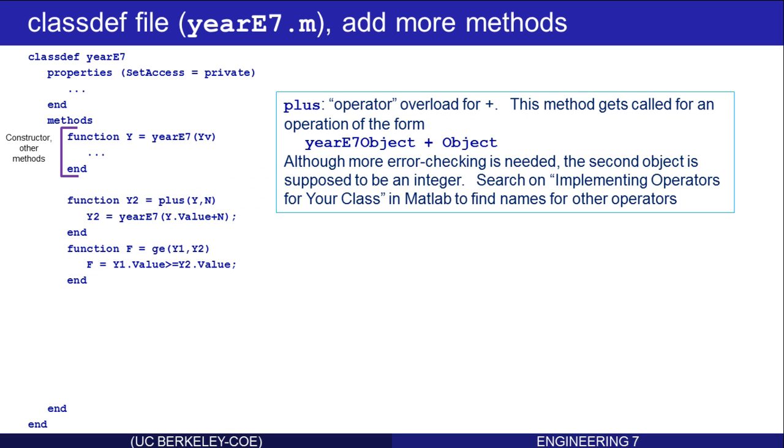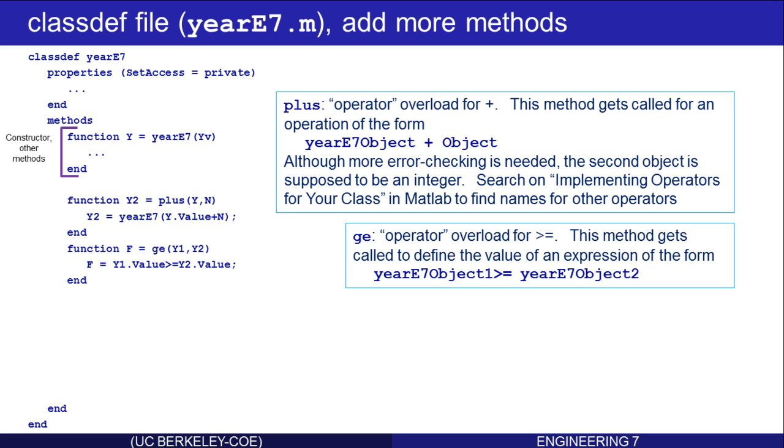Here's another one you'll find in that table, greater than or equal. This method gets called to define the value of an expression of the form a YearE7 object 1 greater than or equal a YearE7 object 2. Y1 and Y2 are the input arguments. The convention for greater than or equal is to return a logical. This implementation compares the value properties of the two year arguments.